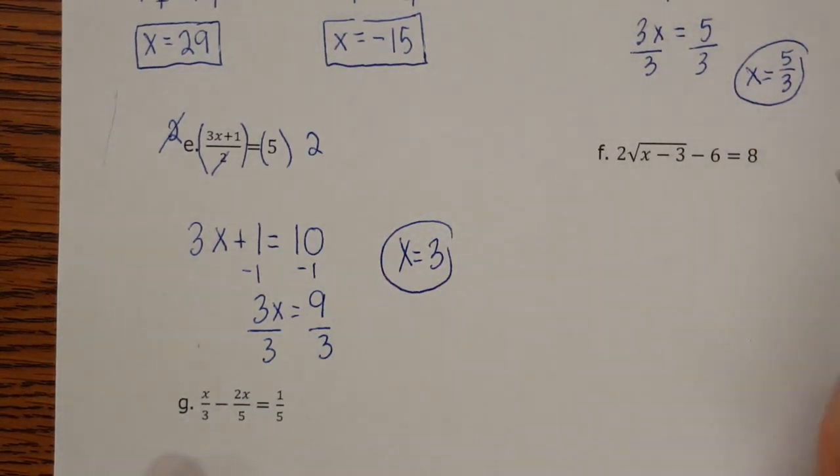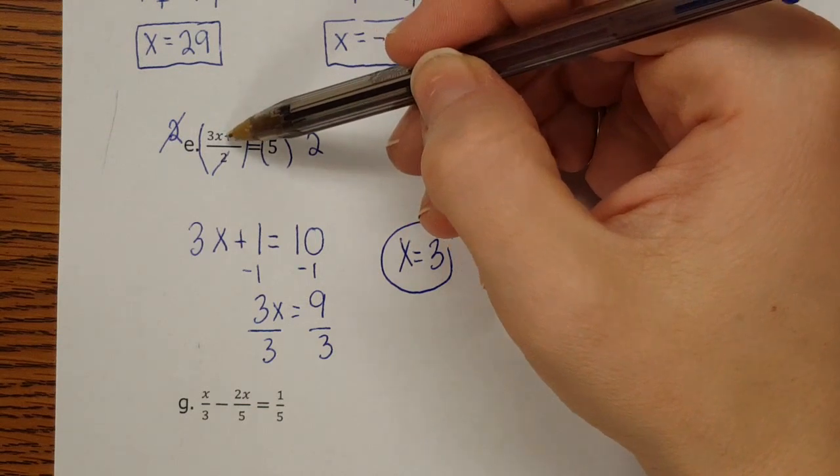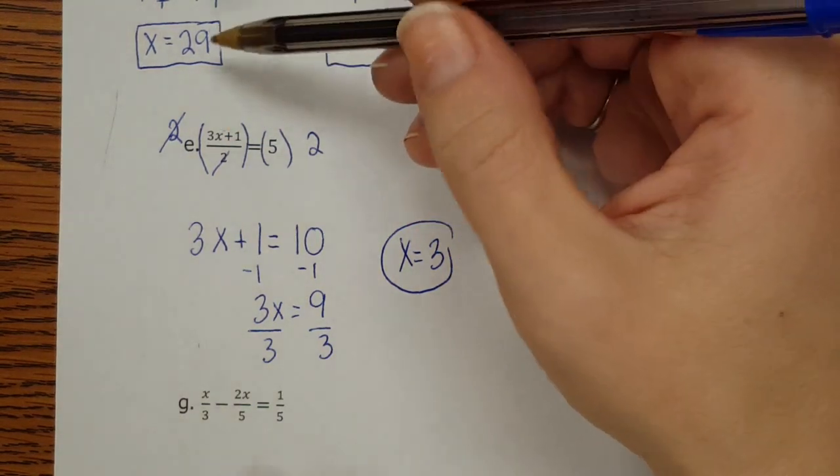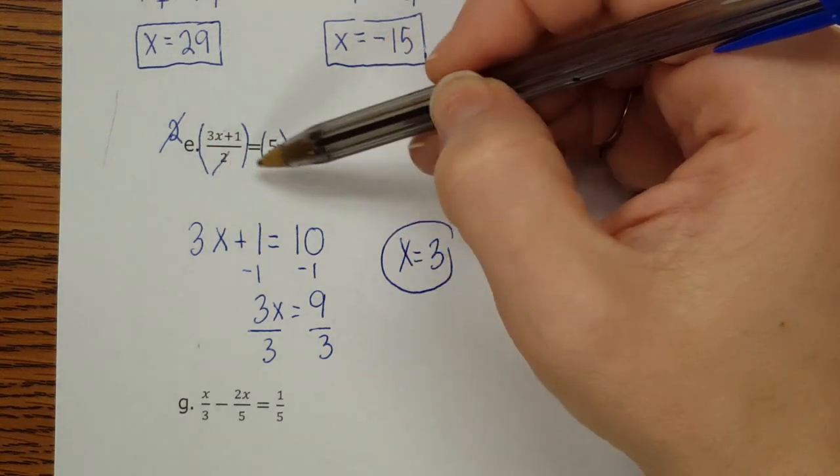For any of these problems, if you want to check your answer, you just plug the 3 back into the original equation for x. So this would be 3 times 3. 9 plus 1 is 10. Divided by 2 is 5.